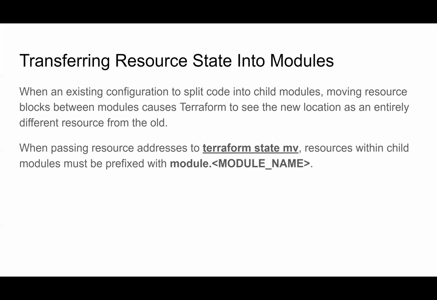Okay, so when an existing configuration is split into child modules, moving resource blocks between modules causes Terraform to see the new location as an entirely different resource from the old one. So when passing resource addresses to terraform state mv, resources within child modules must be prefixed with module.module_name.